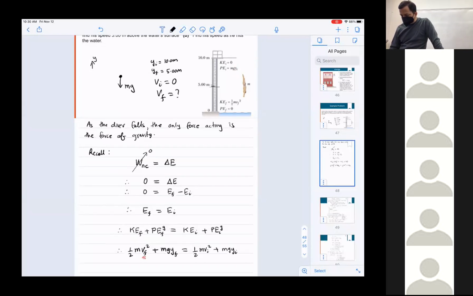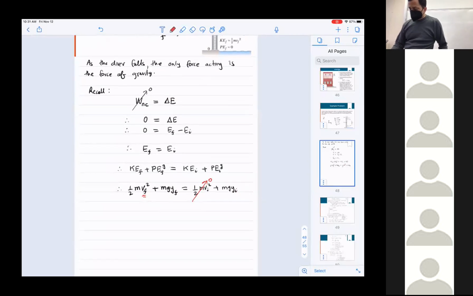So this means that v initial here will be 0, right? The diver starts initially at rest, which means at this moment, the diver has 0 kinetic energy. So that's why this initial kinetic energy is 0. And then everything else is non-zero. y initial is 10, y final is 5, v final is what we're trying to solve for. Any questions on that?